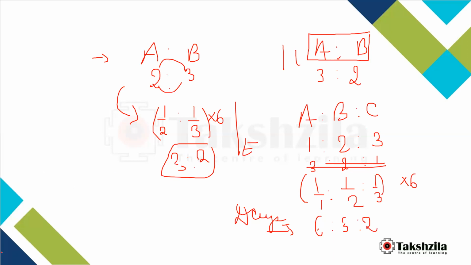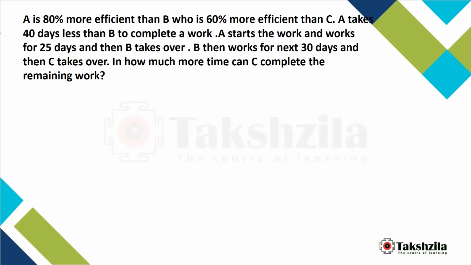Enough of the theoretical part. Now let's understand that with an example. A is 80% more efficient than B, who is 60% more efficient than C. We are talking about efficiency. If we take the efficiency of B to be 1, then since A is 80% more efficient, his efficiency will be 1.8. And B is 60% more efficient than C, so if we take 60% more of C, meaning we multiply by 1.6, we'll get B. So C can be written like this: 1 upon 1.6.